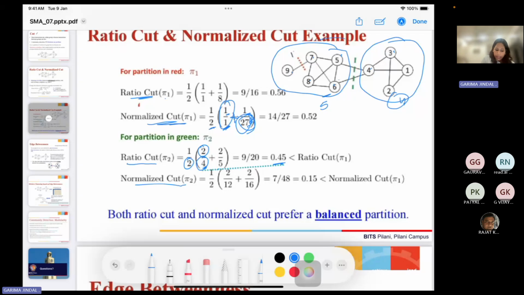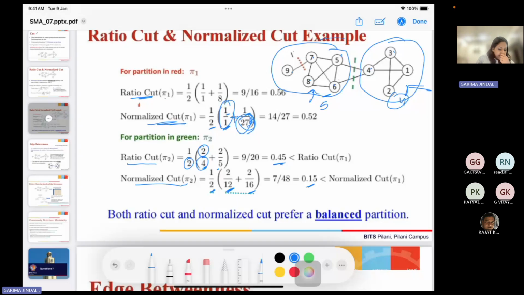Also, we are going to calculate the normalized cut. In normalized cut, again, we have this value. Here we are again going to calculate the summation of all the degrees in the first community and the summation of all the degrees in the second community. Those values we are going to put in the denominator. And this is the value. So is the calculation clear to everyone? Any doubt in the calculation of ratio cut and normalized cut?